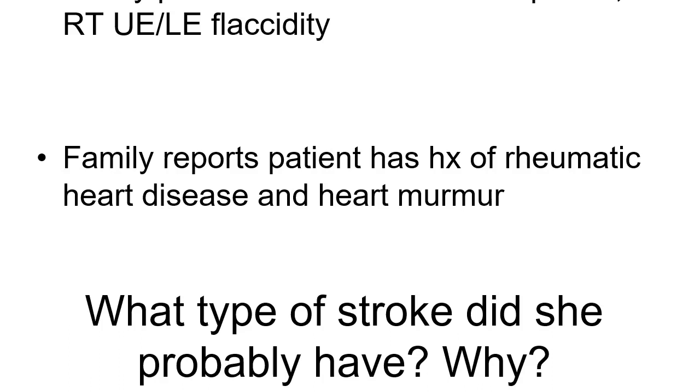Patients with hemorrhagic strokes do not have transient ischemic attacks. Once the bleed starts, it's not going to stop until we do something about it. So she probably had, because of her rheumatic heart disease and heart murmur, a clot that formed in her heart that was pumped up to her brain. It caused that TIA, and now she has what is now called a full-blown stroke because that clot was big enough to completely block some of her cerebral circulation.